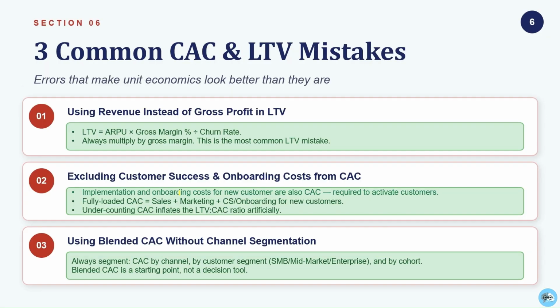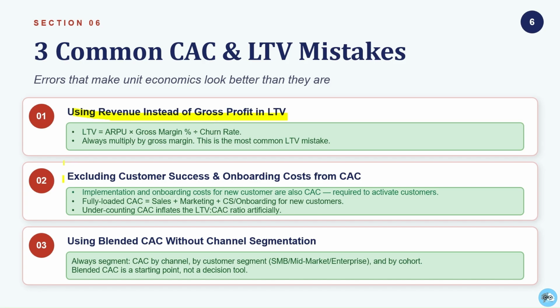Moving on, we have three common CAC and LTV mistakes. The first and the most common mistake that everyone makes is using revenue instead of gross profit in LTV. We already looked into this problem in the previous slide. We saw that if we take revenue instead of gross profit, we won't be able to take into consideration the expenses that the company is making. So it's always recommended to multiply by gross margin and not take into consideration just the revenue.